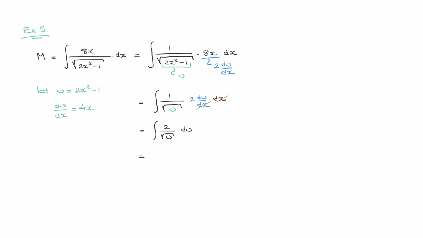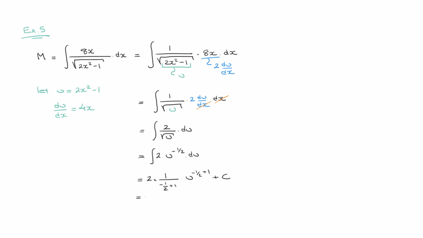And for that I'll make use of the fact that 1 over the square root of u is u to the power of negative 1/2, so this is equal to 2 times u to the power of negative 1/2 du. Now, using the power rule for integration, that turns into 2 times 1 over negative 1/2 plus 1 times u to the power of negative 1/2 plus 1 plus some constant c.